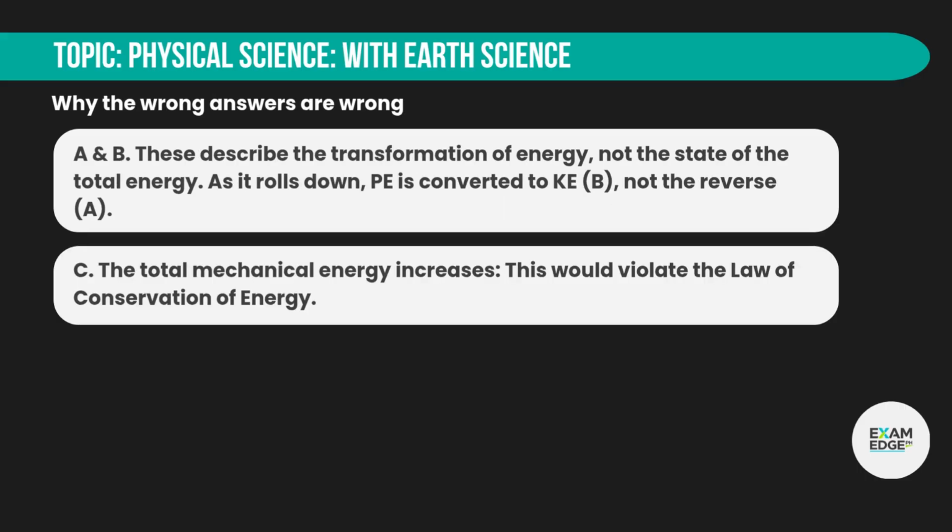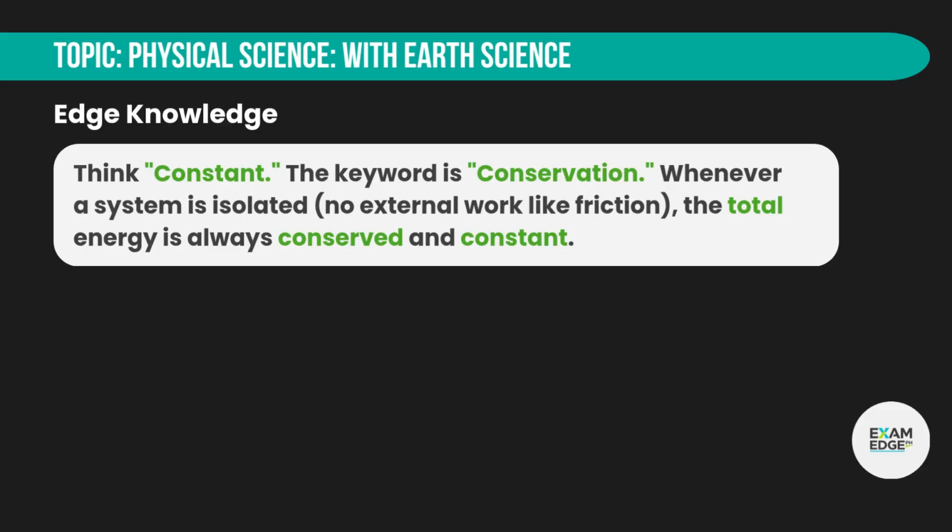Why the wrong answers are wrong, A and B? These describe the transformation of energy, not the state of the total energy. As it rolls down, PE is converted to KE, B, not the reverse, A. C. The total mechanical energy increases. This would violate the law of conservation of energy. Edge knowledge. Think constant. The key word is conservation. Whenever a system is isolated, with no external work like friction, the total energy is always conserved and constant.